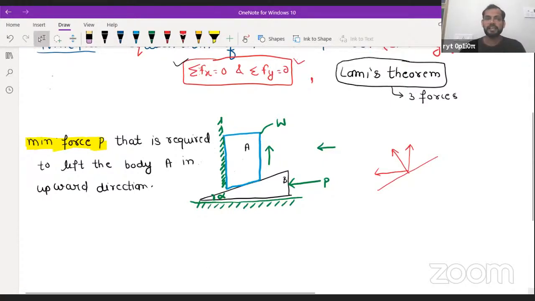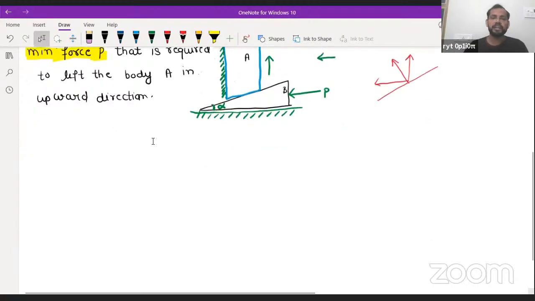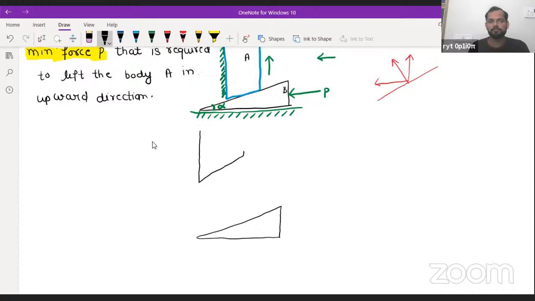Okay. So see here, please give your attention here. First we will draw the free body diagram. Fine. So if we are drawing the free body diagram, this is the body 1, fine, and this is the body 2. Is there any problem? No.